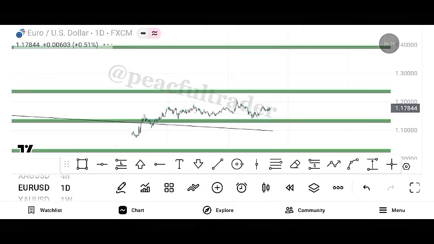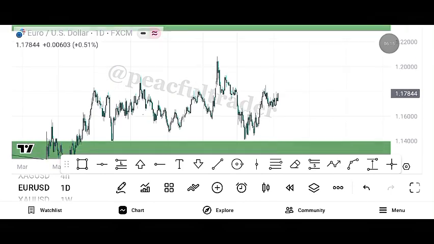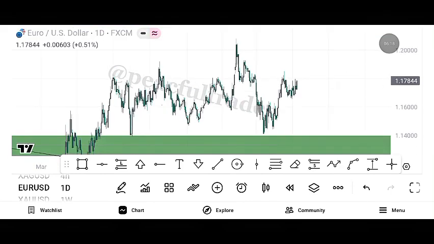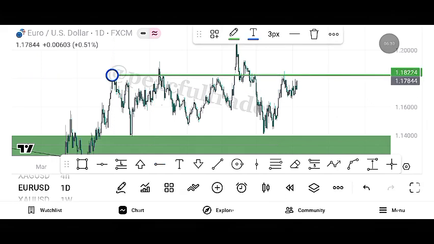So in the daily time frame, you just need to look for the same thing that we are looking for in the higher time frame, in the weekly time frame. And that thing we are looking for in the weekly time frame is also a support level, a resistance level. Sorry, here you can see our resistance level.